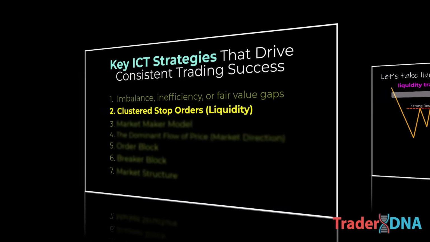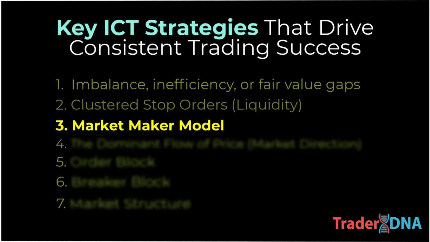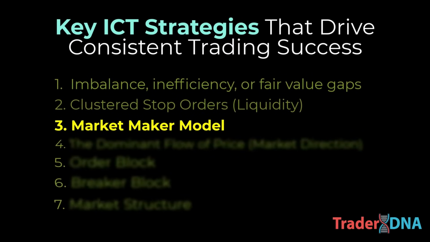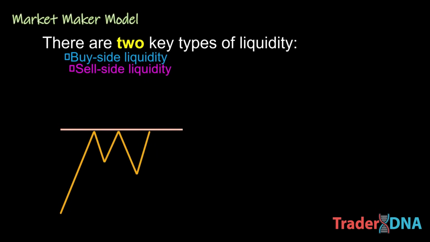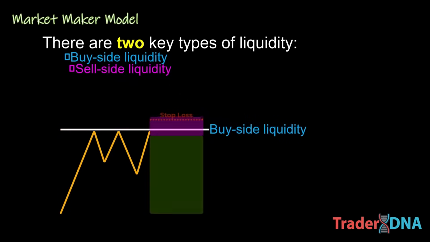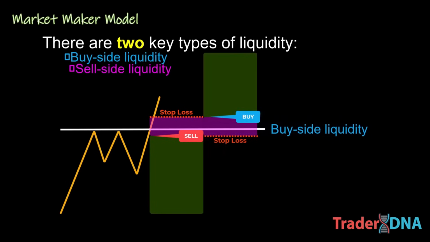Now let's move on to the third major concept, the market maker model. This is one of the most powerful frameworks in smart money concepts, and understanding it can completely shift the way you see price movement. Here's how it works. In every institutional price swing, there are two key types of liquidity: buy-side liquidity and sell-side liquidity. Buy-side liquidity is found above a high or a cluster of highs. That's where stop losses from short sellers are stacked and buy stop orders from breakout traders are waiting to be triggered. So when price starts pushing up toward that level, two things usually happen.